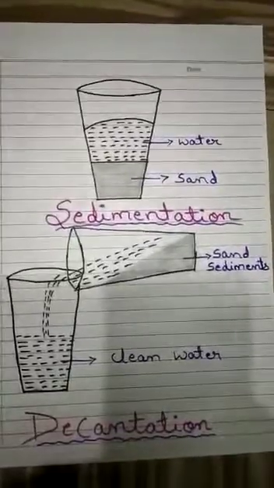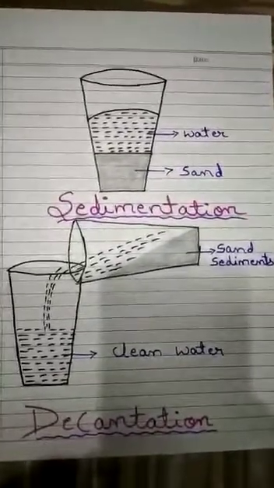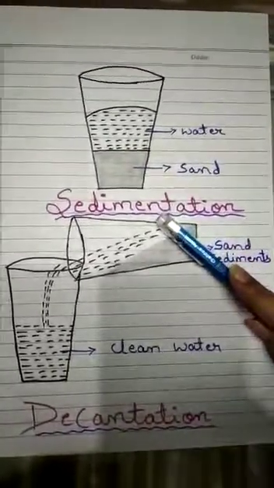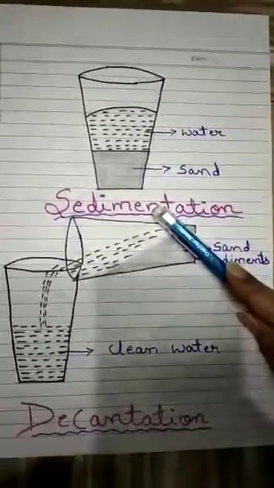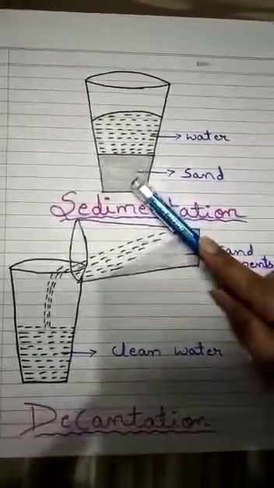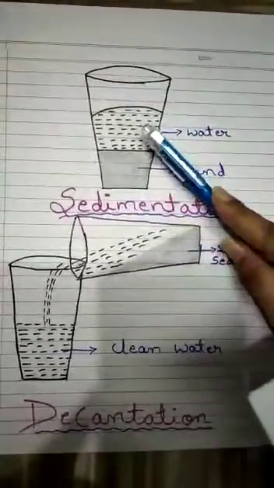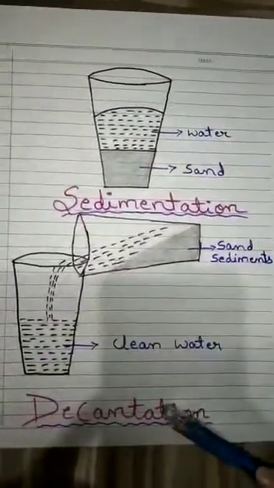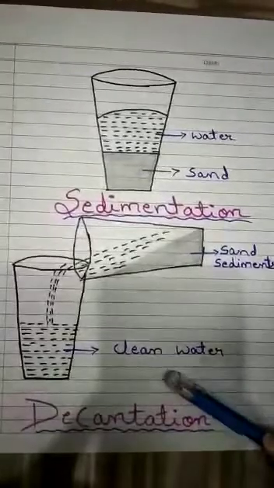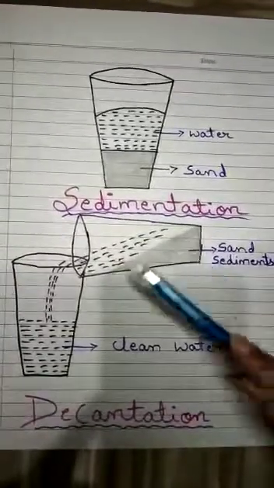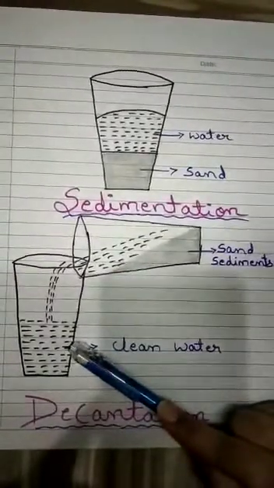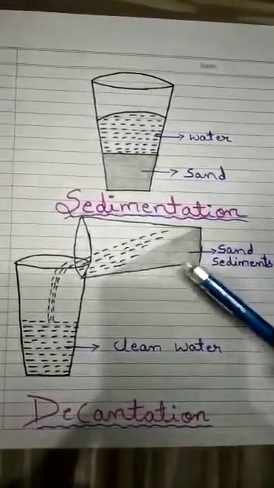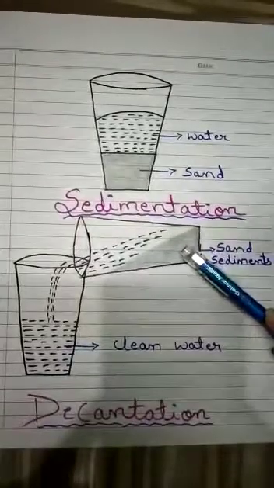We will understand it with the help of diagrams also. So here our first diagram is sedimentation. In this diagram you can see sand settles down at the bottom and clean water floats above. Our second diagram is decantation. In this diagram you can see that the solution is transferred into another glass and all sand sediments are collected in the previous glass.